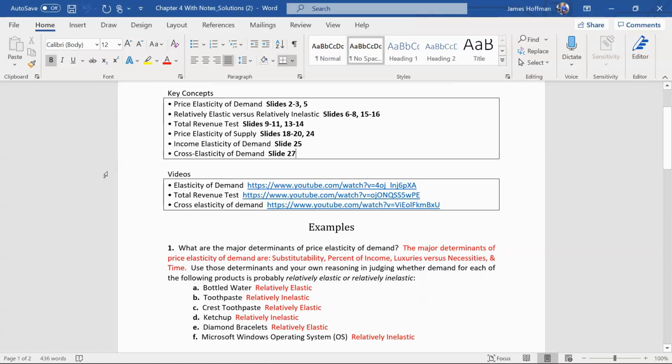All right, so there are some videos you can look at when you get some time. There's one on the elasticity of demand, some more information on that. That's a nice video. This one explains the total revenue test a little more. And this is on the cross elasticity of demand, some extensions of that. Those are all pretty short, less than 10 minutes. Take a look at those when you get a chance.